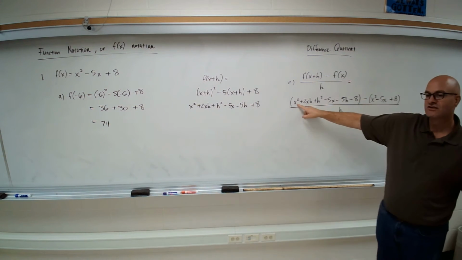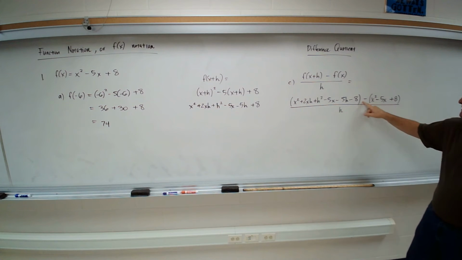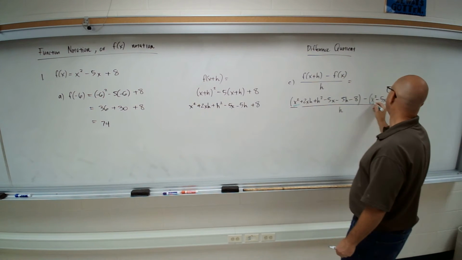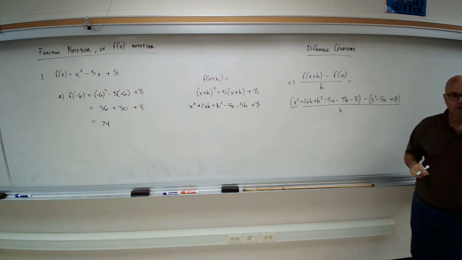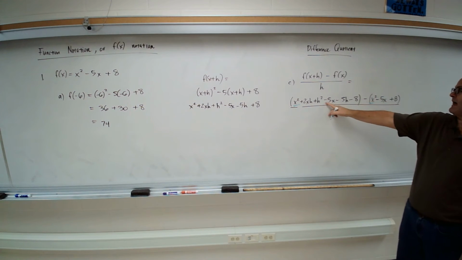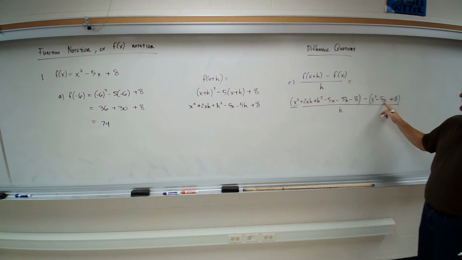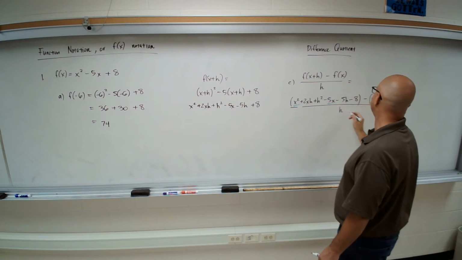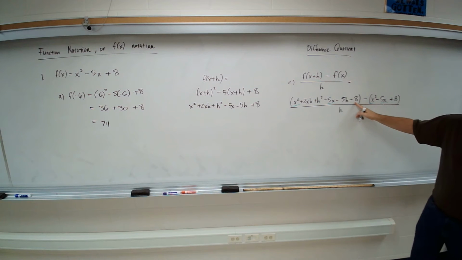So what we're going to see now is we look at this. If we look, here's an x squared, correct? This is going to become a minus x squared. Those are going to cancel. I like to underline things as I use them. So as I cancel, I'm going to underline them. That way I don't erase my work. I see that here is a negative 5x. This is going to become a plus 5x. Those are going to cancel. This is a negative 8.